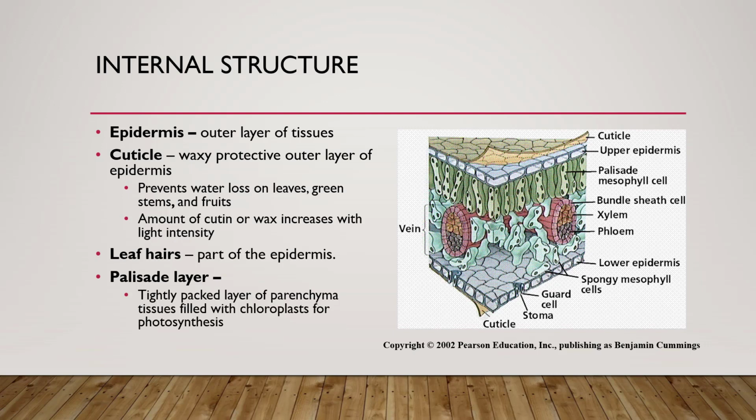The epidermis is the outer layer of tissues. Just like stems, the cuticle is the outer layer of the epidermis. This can help reduce water loss on leaves, stems, and fruit. The amount of cutin or wax increases with light intensity. Leaf hairs are part of the epidermis. The palisade layer contains parenchyma cells filled with chloroplasts for photosynthesis to occur.